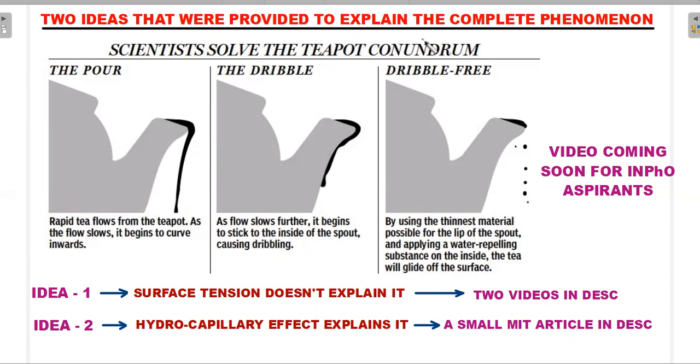Two ideas were provided to explain the complete phenomena, this video being uploaded in 2021. These are the two ideas at the bottom. One idea, which was the past one, is that surface tension doesn't explain this. When I say surface tension doesn't explain, he's talking about the entire curving. Why does it go like this at a certain speed? And when you lower the speed, why does it do this? And when you completely pour it drop by drop, why does it behave in a different way? It is a nice food for INPHO aspirants.